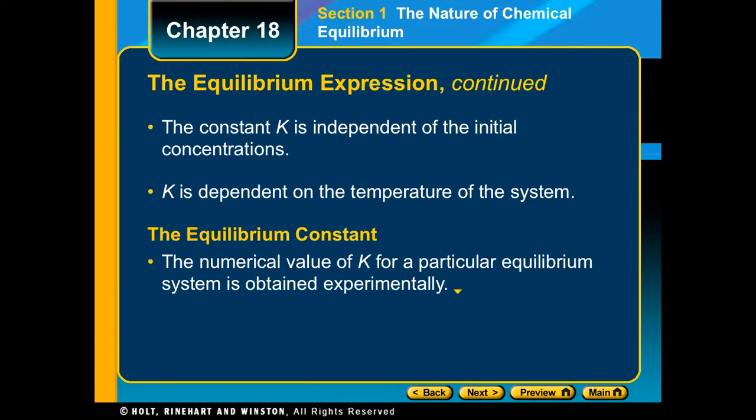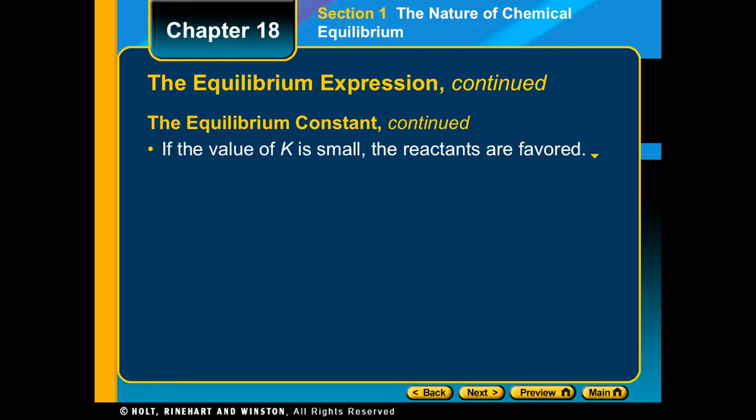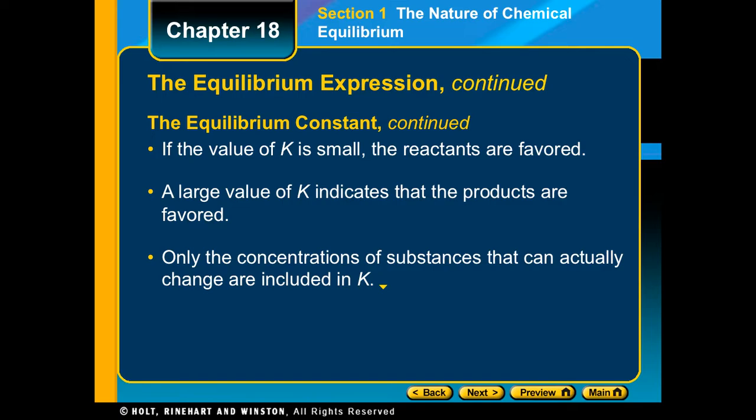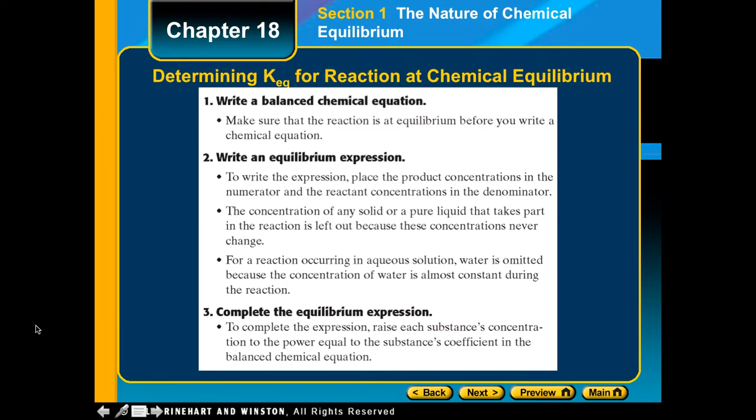The numerical value of K for a particular equilibrium system is obtained experimentally. If K is equal to 1 at equilibrium, there are roughly equal concentrations of reactants and products. If the value of K is small, the reactants are favored. Large values of K indicate that the products are favored. Only the concentrations of substances that can actually change are included in K. Pure solids and liquids are omitted because their concentrations cannot change.